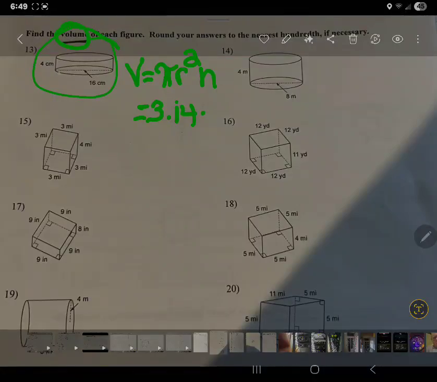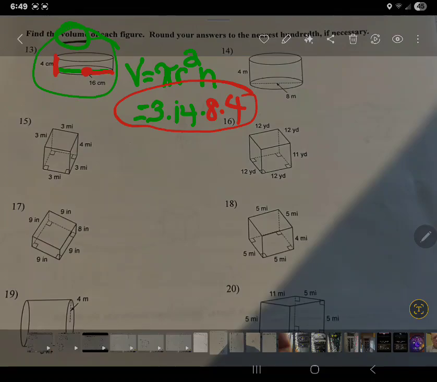But notice in this picture that they actually showed us the diameter. That's all the way across, right? But we only want the radius, which is halfway across. Well, what's half of 16? It's 8. So it would be 3.14 times 8 times, well, what's the height of this cylinder? It's right there, right? It's 4. So if we did that math, and then it says round your answer to the nearest hundredth, I think is what it says.